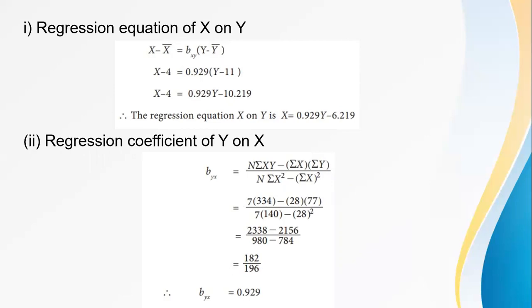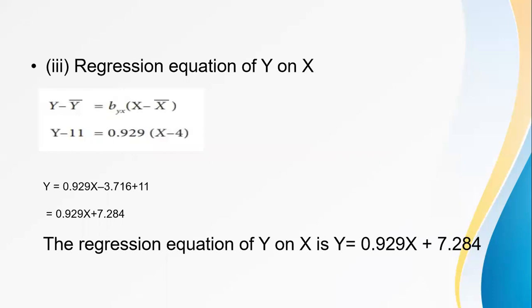Regression coefficient of y on x. Byx is equal to n into sigma xy minus sigma x into sigma y, divided by n sigma x square minus sigma x whole square. By doing the process, we get the value of byx as 0.929. Here the regression equation of y on x: y minus y bar is equal to byx into x minus x bar. Y minus 11 is equal to 0.929 into x minus 4. Here the regression equation of y on x is y is equal to 0.929 x plus 7.284.